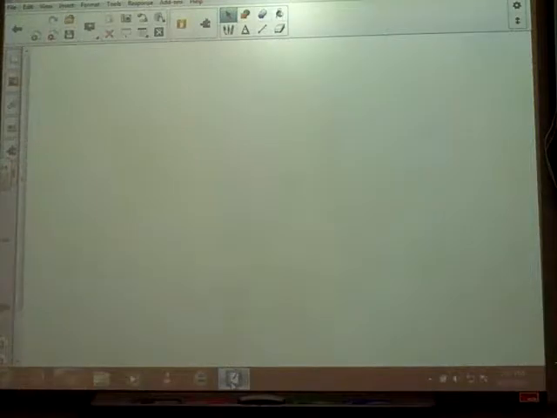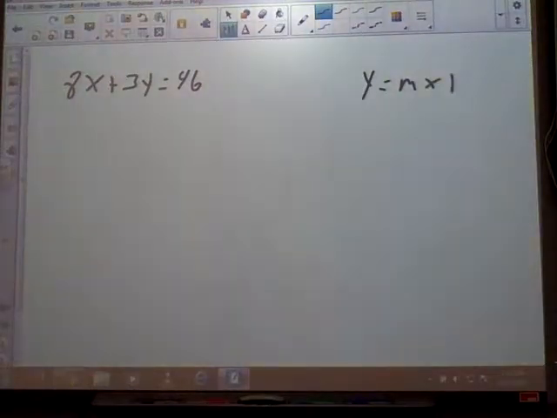One, first thing we're looking at here, find the slope and the y-intercept. So they give us a line. This is exactly what we just did on the bell ringer. They give us a line that says 8x plus 3y equals 46. And if I'm asked to find the slope and the y-intercept, those are both told to me if I can rewrite this in slope-intercept form. That's key in a lot of these 20 questions that you got here.